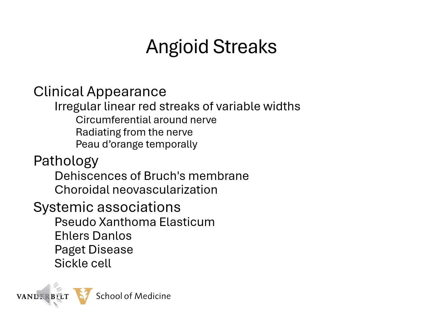Choroidal neovascular membranes, unfortunately, are a frequent and common complication. The most common systemic diseases associated with angioid streaks are pseudoxanthoma elasticum, Ehlers-Danlos, and sickle cell disease.